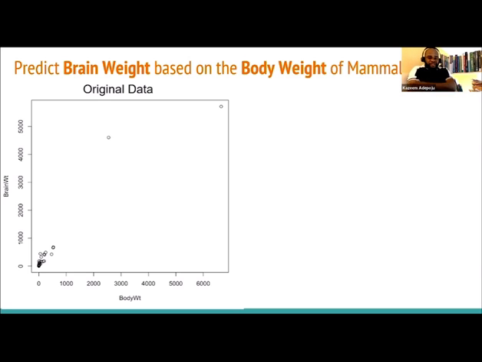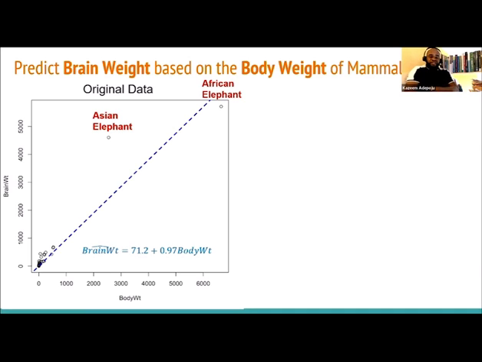Is the brain weight proportional to the body weight? That is what we want to figure out. Take a look at what we have right here. We're using elephants. We're using the body weight, looking at the relationship between the body weight of elephants and the brain weight. That is the brain weight.